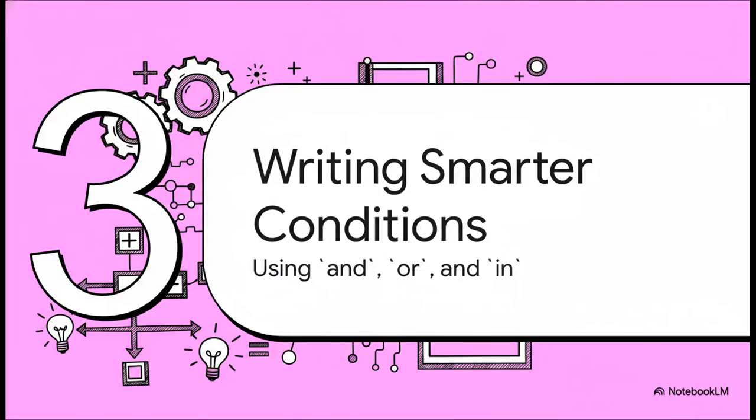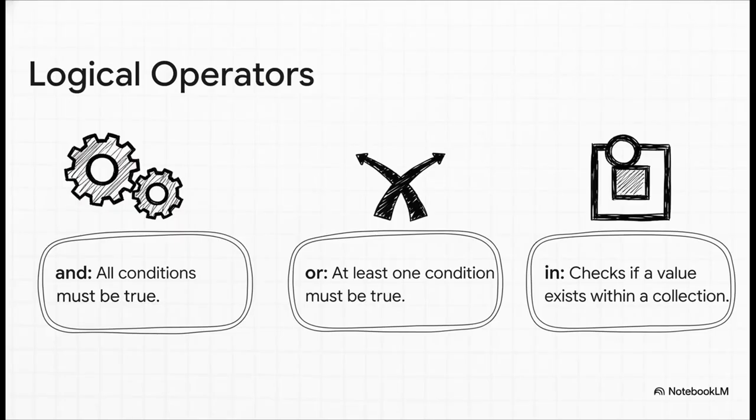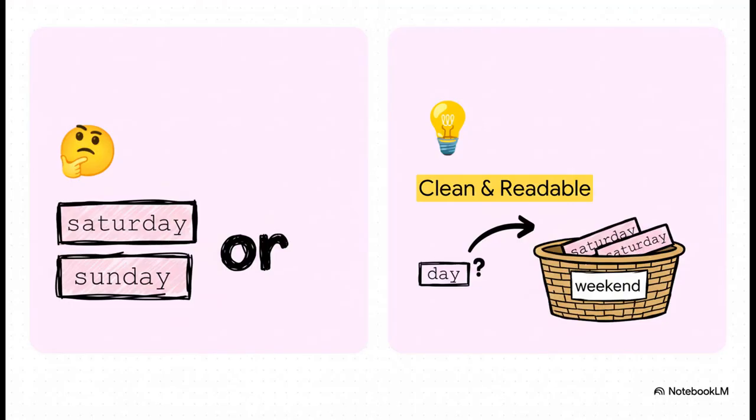Okay, so we've cleaned up our code's structure. That's a huge win. Now let's make the conditions themselves way more intelligent and powerful. We've got three main tools in our toolbox here. There's AND, which you use when all the conditions have to be true. There's OR, for when just one of them needs to be true. And then there's my personal favorite, IN, which is this fantastically clean way to check if something is part of a group.